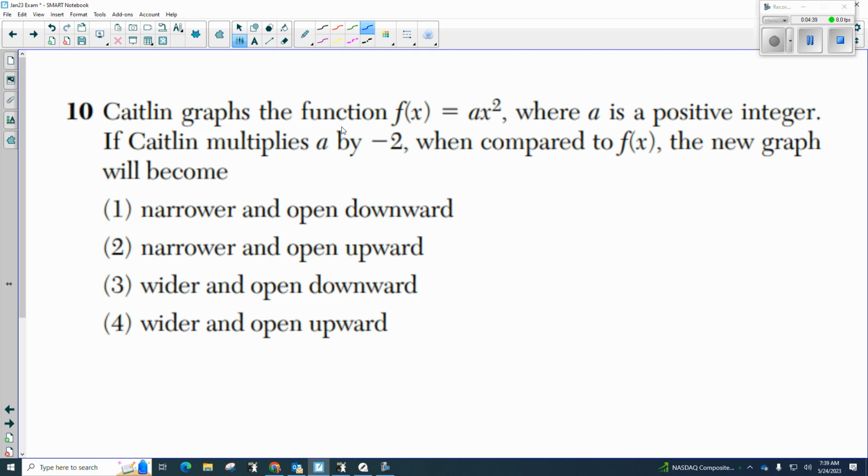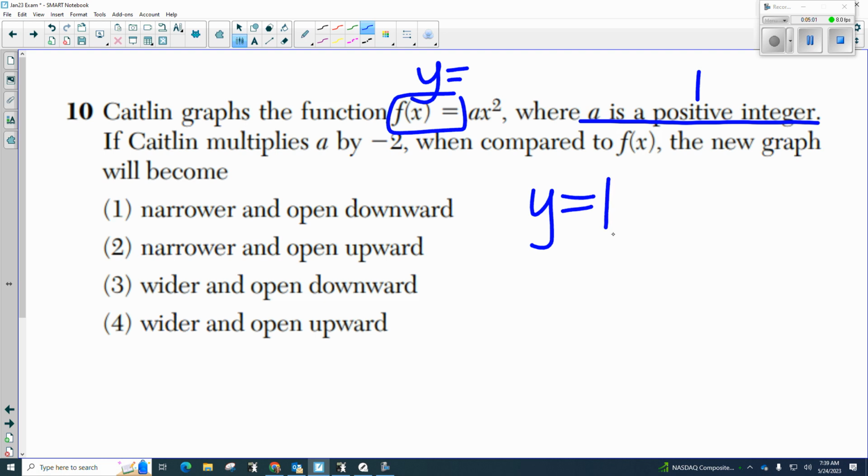Okay, so again, y equals saves lives. When you have f of x, remember that's the same as y equals. Okay, the thing that's a little bit tricky is they give us a variable. It says a is a positive integer. So I'm going to pick a positive integer, and the easiest one I can think of is 1. All right, so we're going to start with the graph f of x, or y equals 1x squared. Okay, I'm just plugging in a 1 for that a.